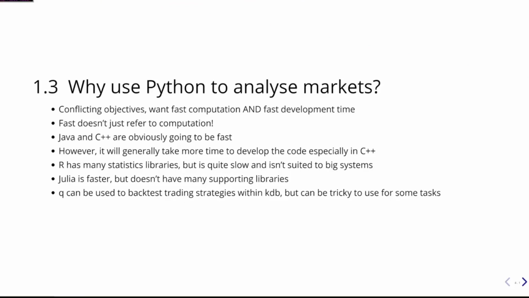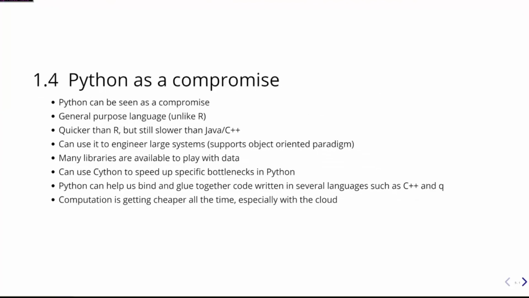Julia is a newer language, touted to be very fast and to offer a lot of the advantages of Python. But by comparison, I'd say it doesn't really have as many supporting libraries. It is true that you can call Python code from Julia, but if you end up calling all your code in Python from Julia, it kind of defeats the point of using Julia. Q is also a great language, and it can be used to backtest trading strategies within KDB, but it can be tricky to use for other tasks. It's ideal for some use cases, but maybe not so much others. Python is a different beast. We can see Python as being a bit of a compromise. It's not going to be as fast as something like C++, obviously.